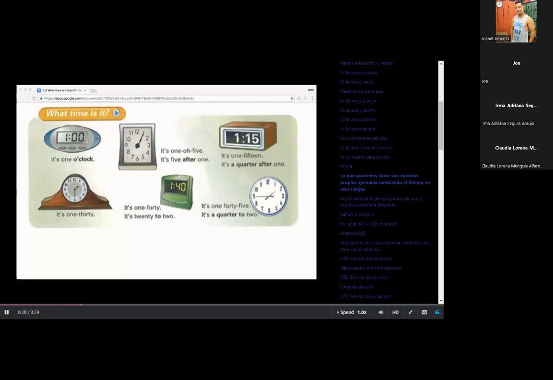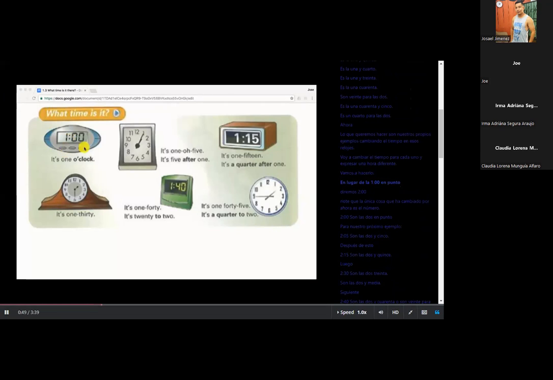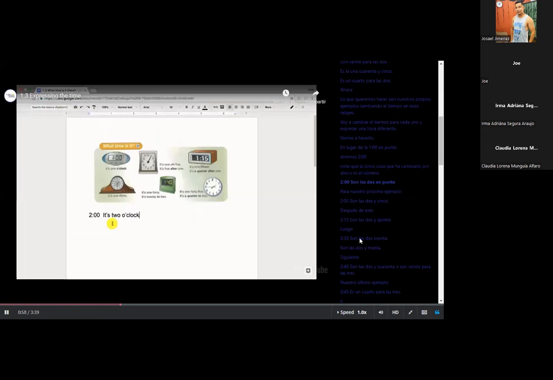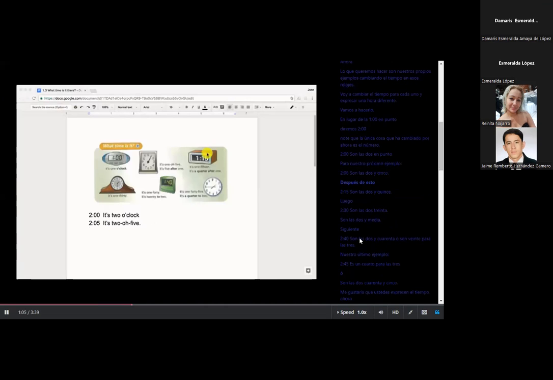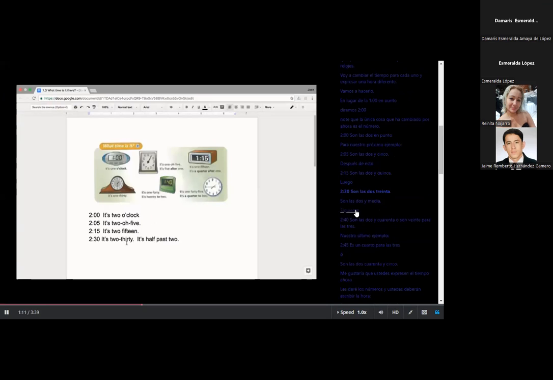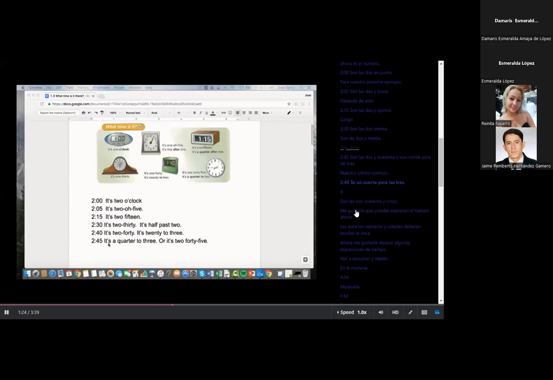Now, what we want to do is make our own examples by changing the time on those clocks. I'm going to change the time for each and express a different time. Let's do it. Notice that the only thing that we will change is the number for now. It's 2 o'clock. For our next example, it's 2:05. After that, it's 2:15. Then it's 2:30. Next, it's 2:40. Our last example, it's 2:45.